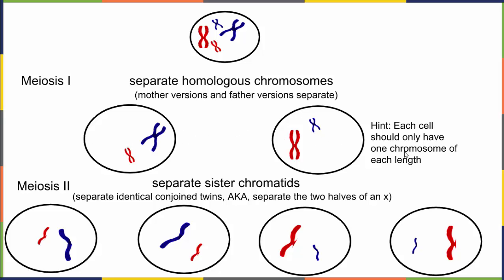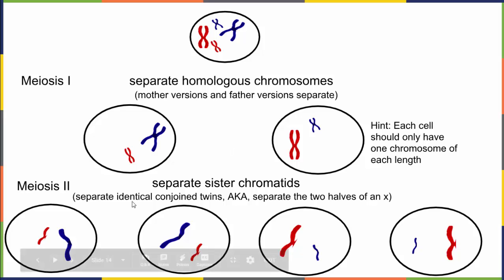At this point, each cell should only have one chromosome of each length, right? Because that's what the homologous pairs were. There were 2 versions of each length. Okay, so the left cell here has 1 chromosome of the long length and 1 chromosome of the short length. Yes, there's 2 chromatids that are attached, but there's only 1 version. We only have blue version here, we only have red version here, and for the little one, we only have the red version here and the blue version here.